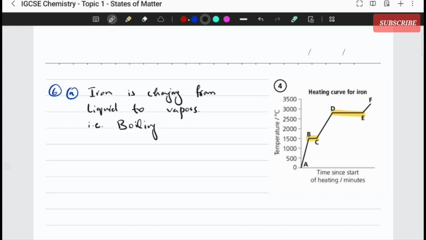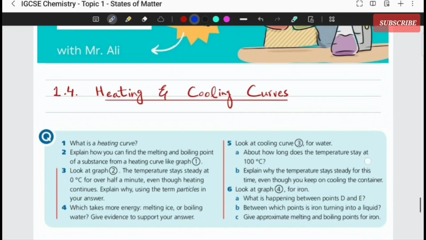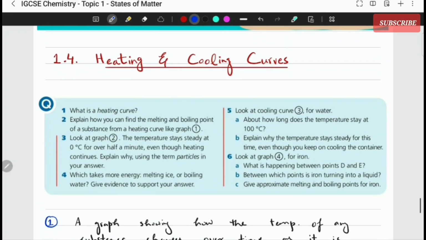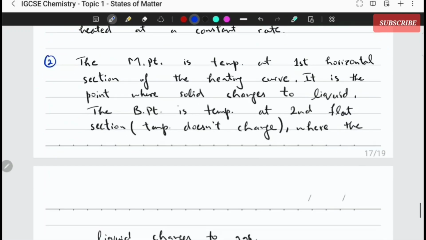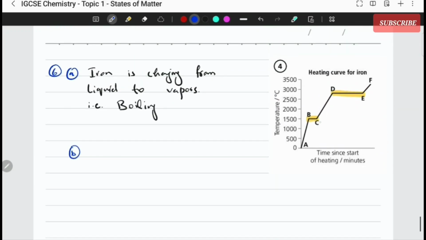Now let's go and look at the next question. Look at this one. Between which points is iron turning into liquid? Turning into liquid means from solid to liquid, that's melting. That's B and C. So you can say between B and C, iron is melting. It means it's changing from solid to liquid.